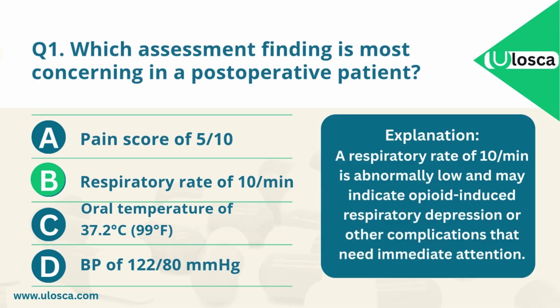Explanation: a respiratory rate of 10 per minute is abnormally low and may indicate opioid-induced respiratory depression or other complications that need immediate attention.